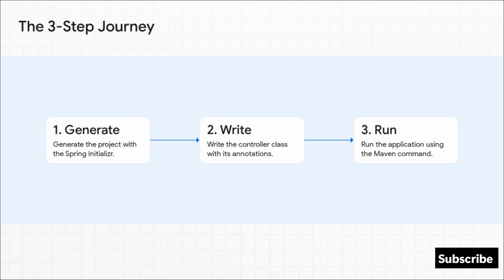So let's just step back for a second and think about what we actually did. When you strip away all the details, it was really just 3 simple steps. First, we generated the project blueprint. Second, we wrote one tiny little controller class. And third, we ran the application. That's it. That's all it took to get from 0 to a running web app.